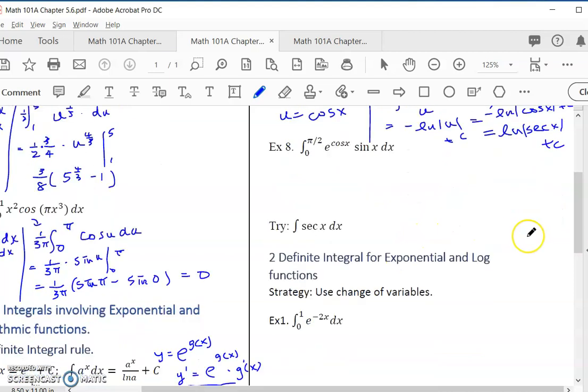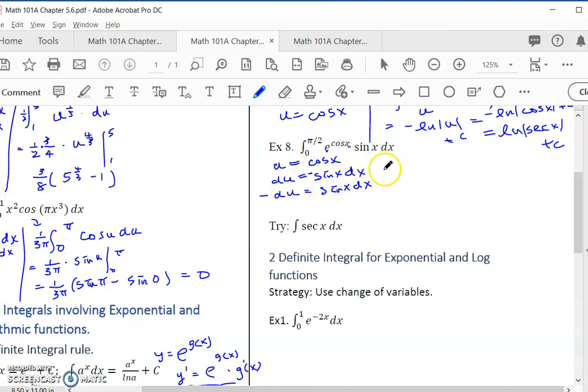And then number 8 would be very strange. You have e and then you have cosine. Whenever we see e to something, that would be our u target, right? u equals cosine x, because it's in the exponent of e. du would be negative sine x dx. Oh, but this is also a definite integral that we need to do, so we have to replace the whole thing. So we say negative du is sine x dx.